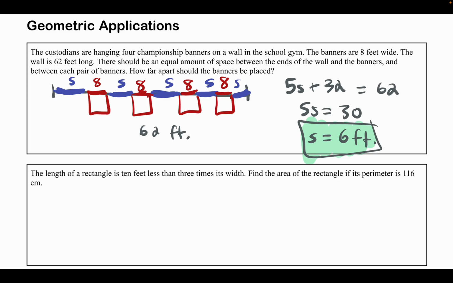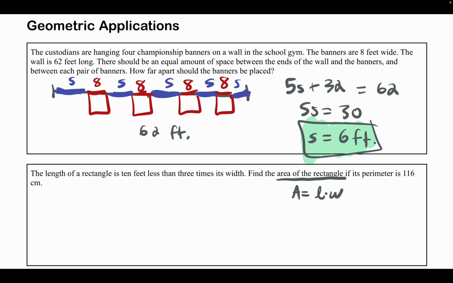The length of a rectangle is 10 feet less than 3 times its width. We're wanting to find the area of that rectangle if its perimeter is 116 centimeters. So ultimately, by the end of this, this is our goal, to be able to find the area of that rectangle. And to find the area of a rectangle, we of course want to find the product of its length and its width, of which we know neither of those things right now.